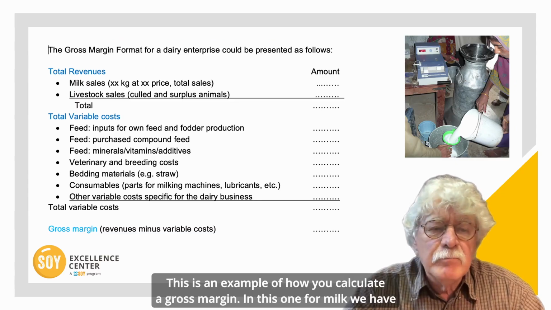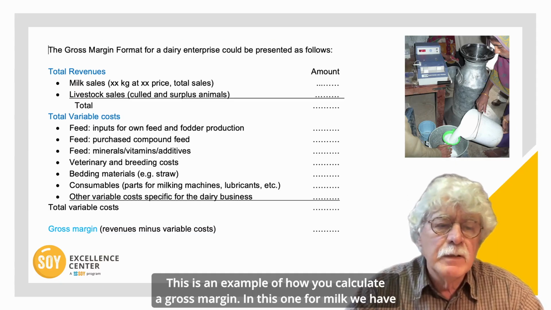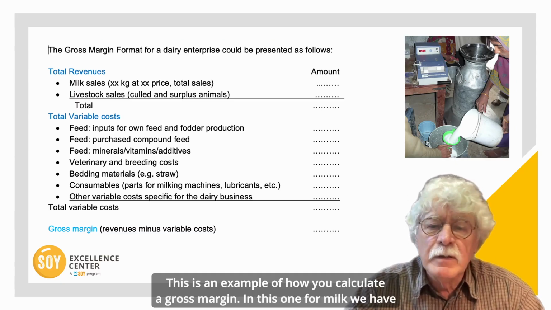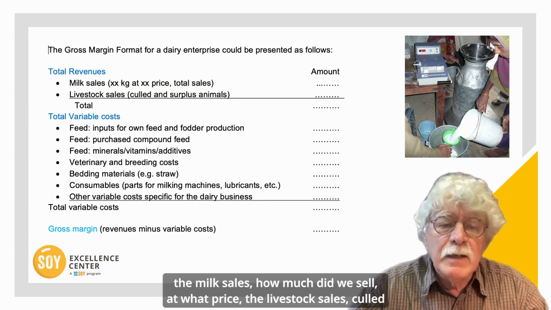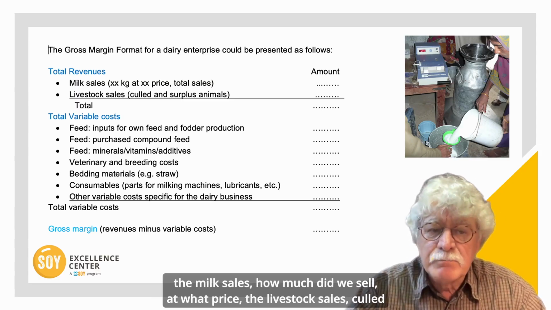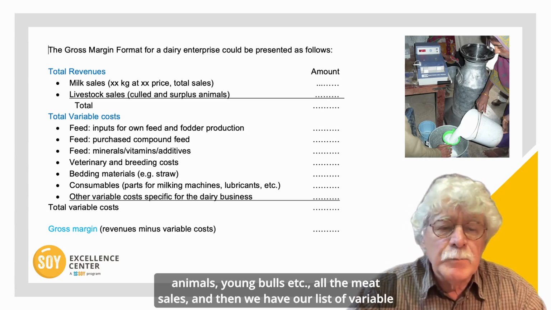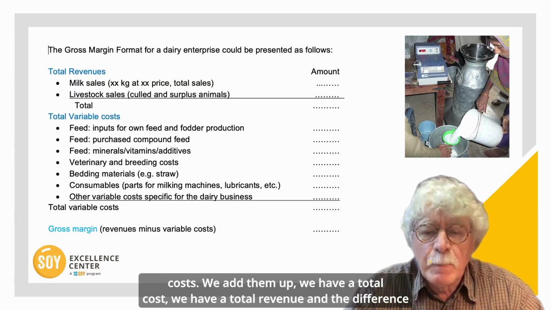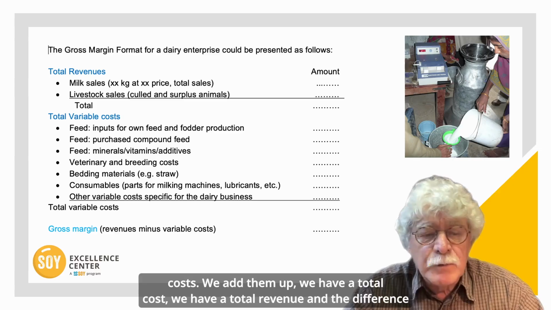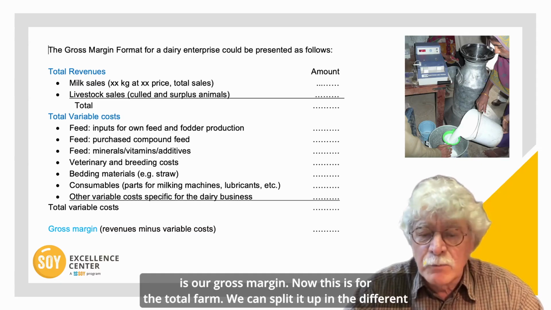This is an example of how you calculate a gross margin. In this one for milk, we have the milk sales. How much did we sell at what price? The livestock sales, culled animals, young bulls, etc. All the meat sales. And then we have our list of variable costs. We add them up. We have a total cost. And we have a total revenue, and the difference is our gross margin.